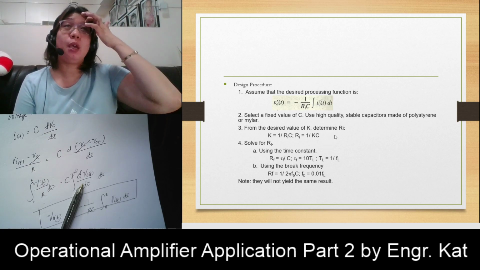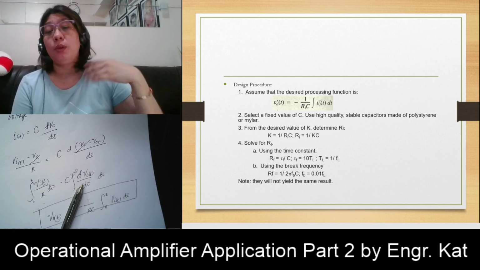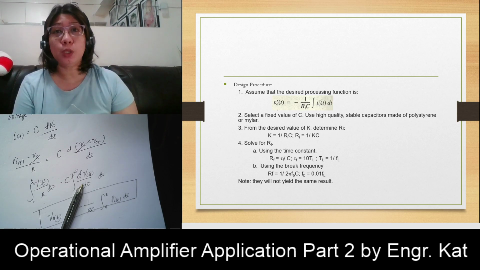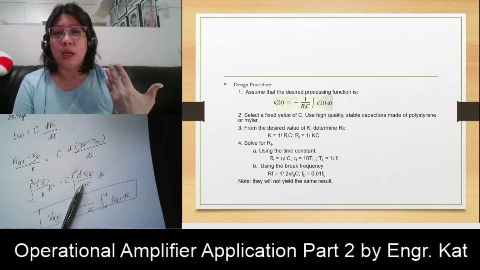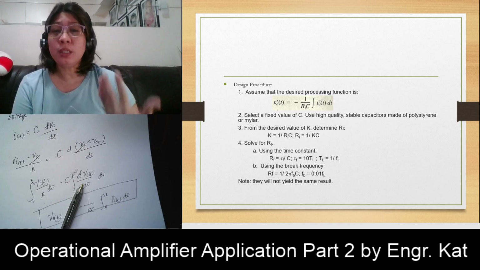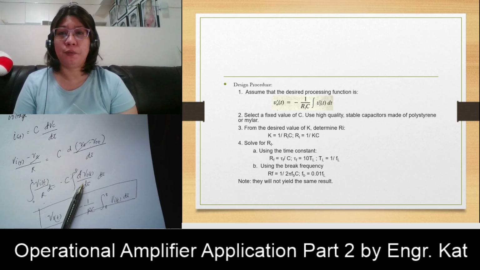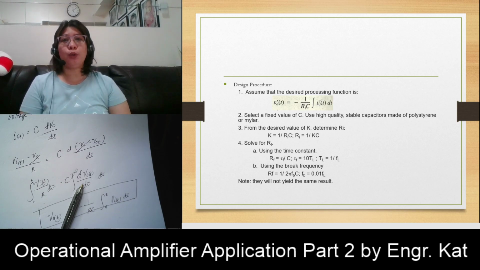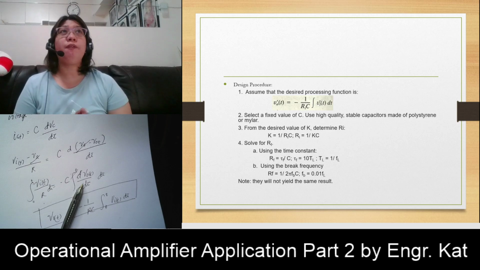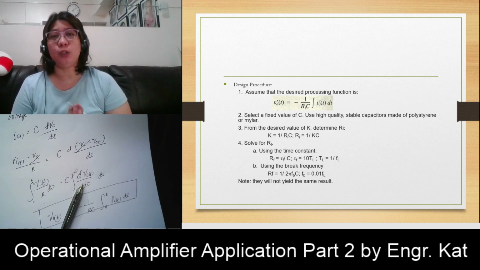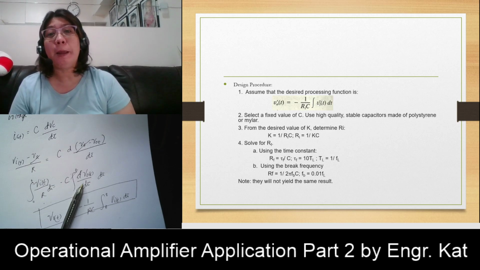So in practice, we choose the capacitor and then we just solve for R, and then we choose the closest commercially available value for a resistor. Okay, so we now have the two important components for your AC integrator circuit. You have now your Ri and we have your C. So what is lacking is your feedback resistor.